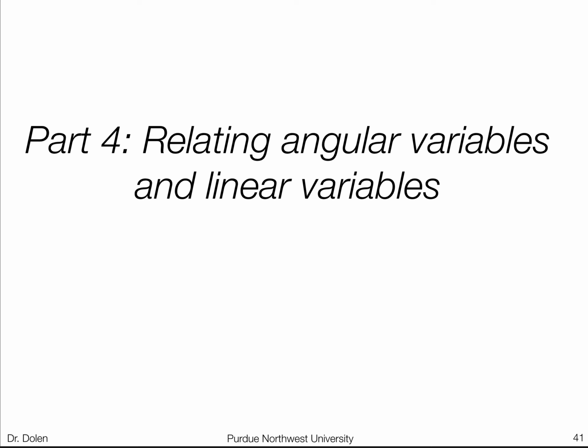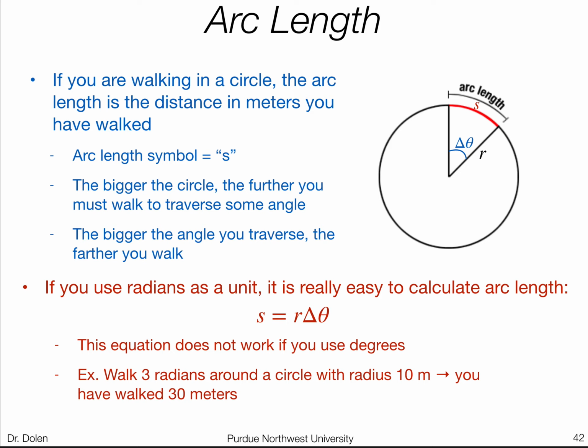Okay, continuing on with chapter 9 on rotation. This is part 4. So we're going to learn more about spinning objects, and this time we're going to be able to relate angular variables like angular velocity to linear variables like linear velocity that we've talked about before. Okay, so first off, let's just make sure we understand the concept of arc lengths.